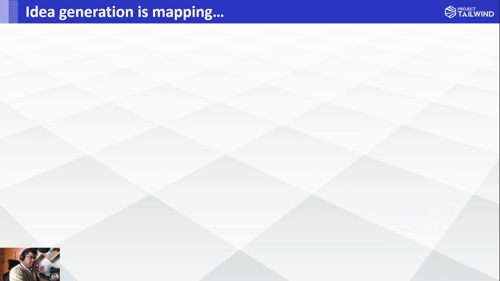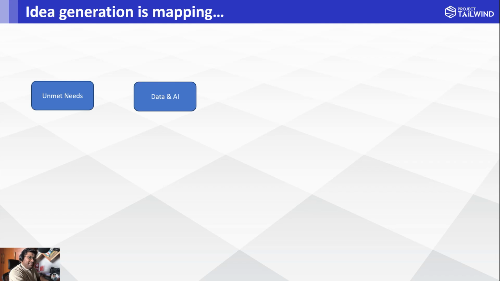So idea generation is basically a mapping process where the objective is to trigger your creative thinking process. What I mean by that is, take a whiteboard, and on one side you list all the customer needs, customer problems. So you talk to customers and identify if there are any problems which are currently not solved or solved insufficiently. Those are your unmet needs. So list all your customer needs on one side of the whiteboard. On the other side of the whiteboard, list all the data that you have and the AI/ML capabilities that are feasible today.